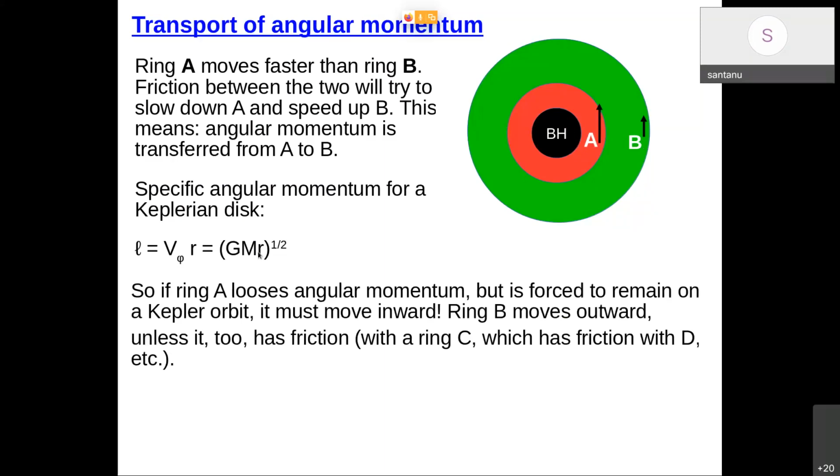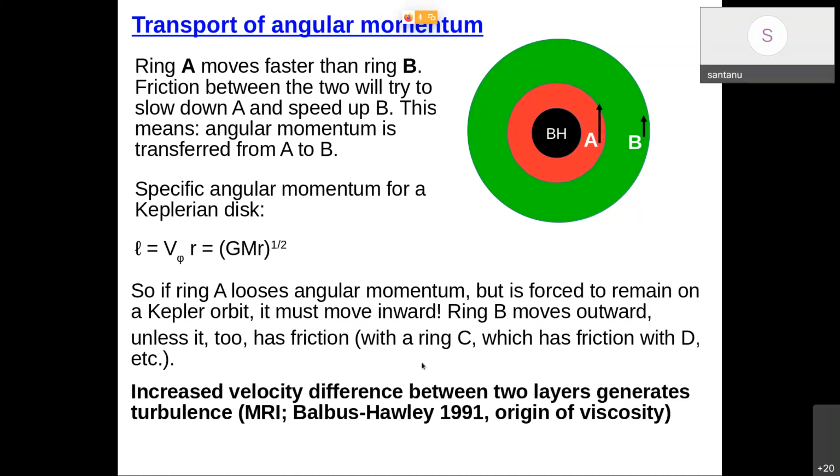write or estimate the specific angular momentum of the Keplerian disk. If ring A loses angular momentum but is forced to remain on a Keplerian orbit, it must move inward. Ring B moves outward unless it too has friction with ring C, which has friction with D, and likewise. As we can see, A and B have a relative velocity. If the relative velocity between these two layers increases, it can generate turbulence, called the Balbus-Hawley instability or magnetorotational instability, and this can be the origin of viscosity.